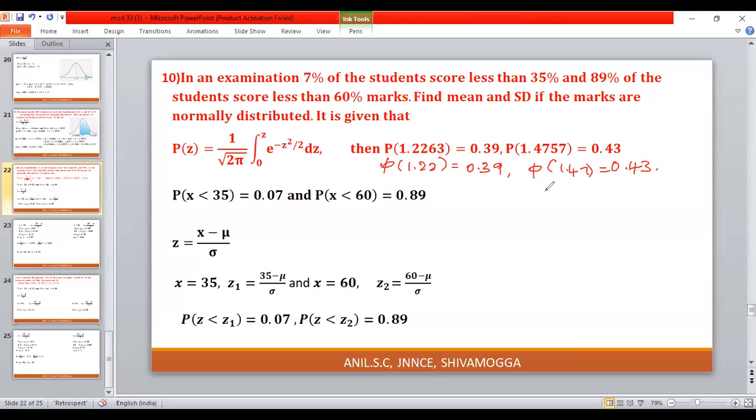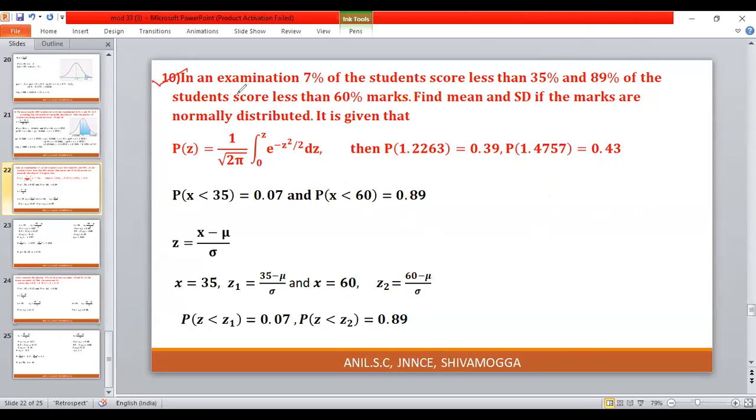Find mean and standard deviation. That means mu and sigma are to be determined. And this particular problem is very important from the examination point of view. Very important problem.